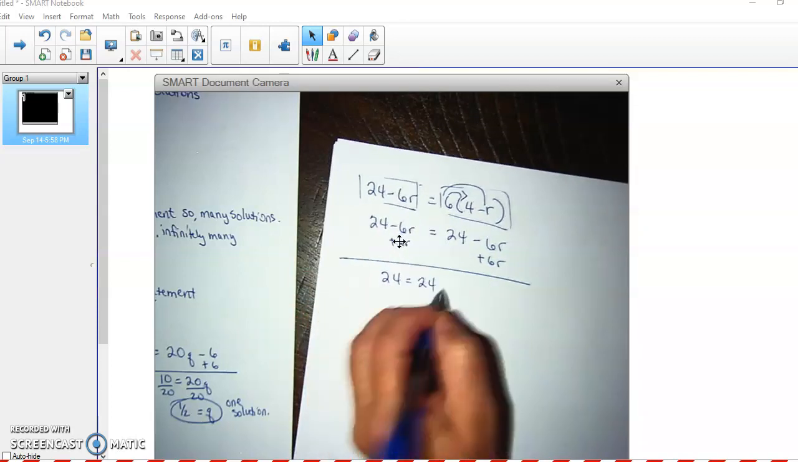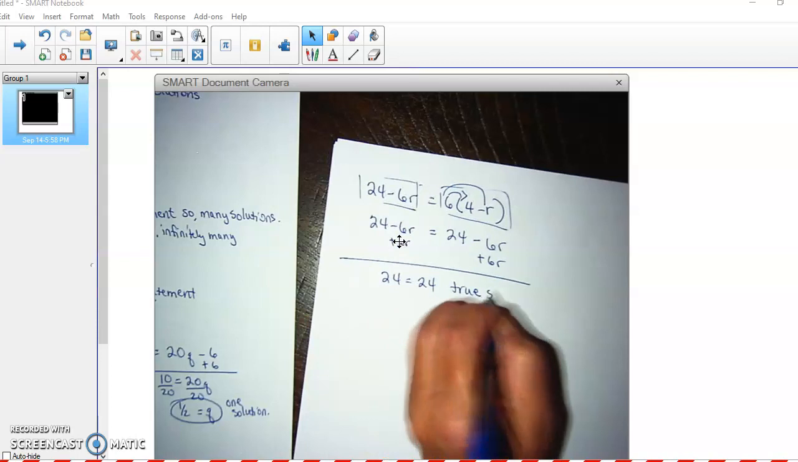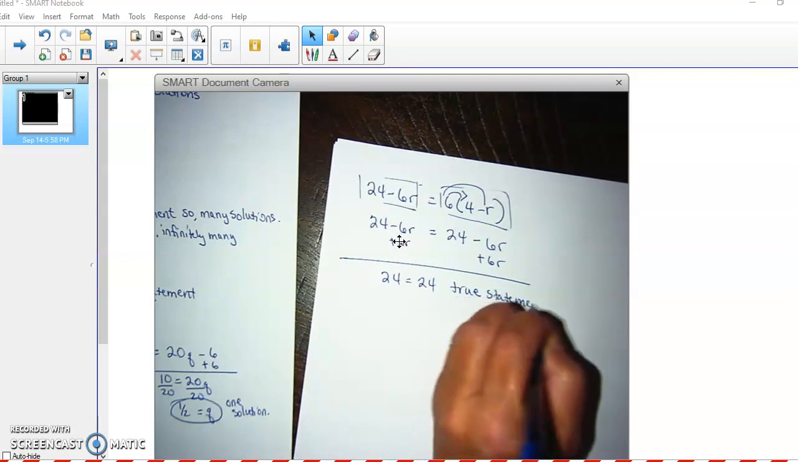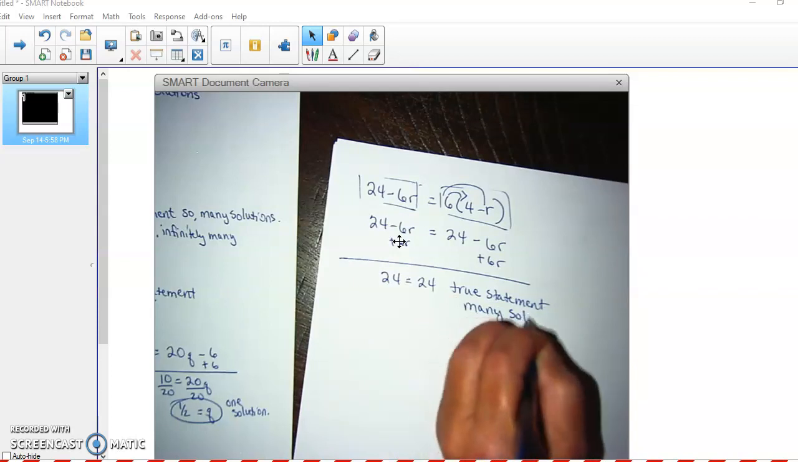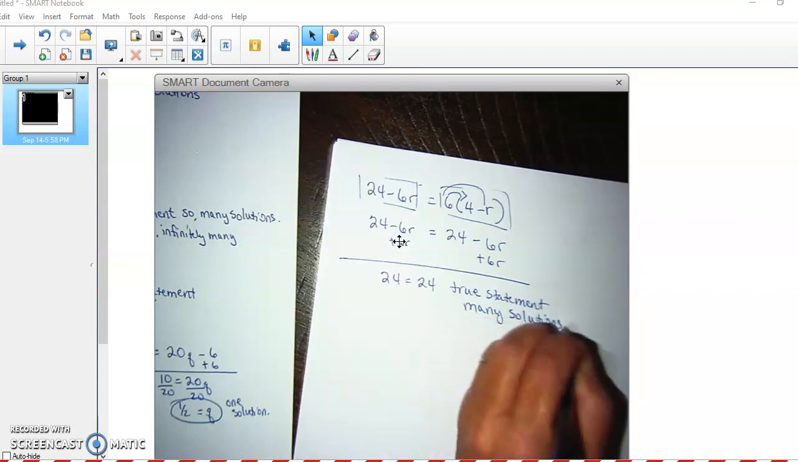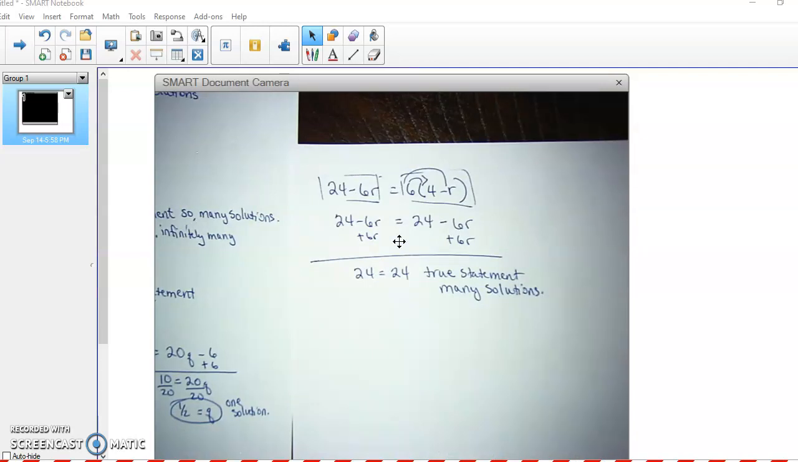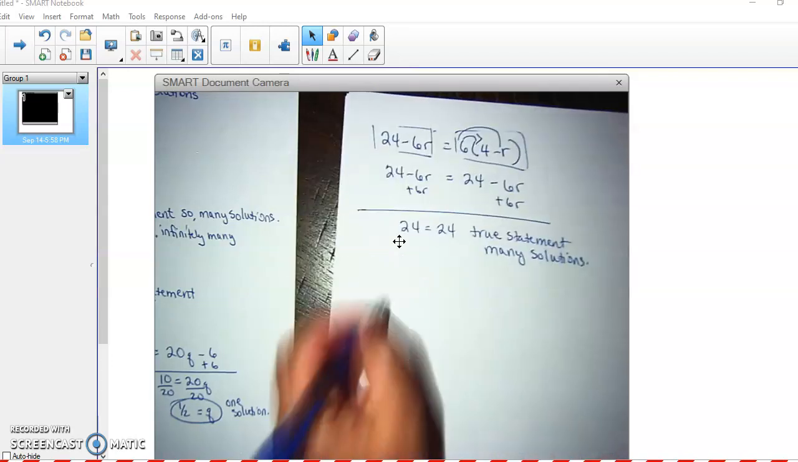And so this one's a true statement. So that's many solutions. That means no matter what number you put in there, it's going to work. And you can try it. You can substitute in 0, you can substitute in 10, you can substitute in 100, and you're going to get that to balance. Okay? And then I have one more.